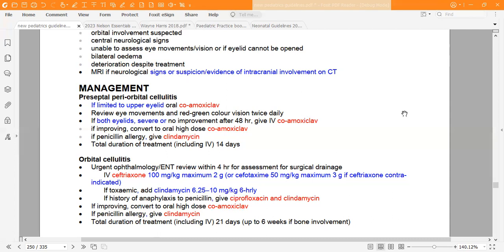If penicillin allergy, switch to clindamycin. If showing signs of improvement, we switch to oral high-dose co-amoxiclav. If only one eyelid is involved, oral co-amoxiclav. If both eyelids are involved with impaired eye movement or red-green color vision affected, we will switch to IV co-amoxiclav.